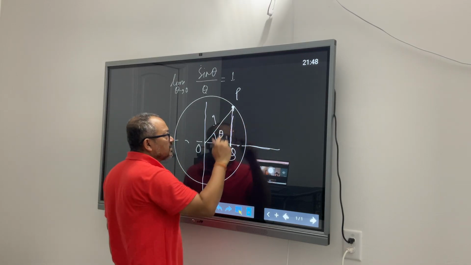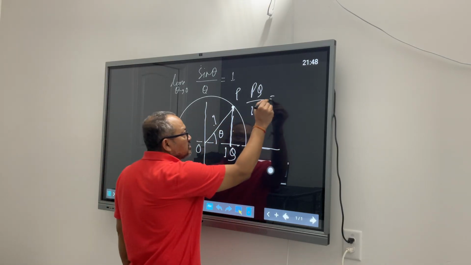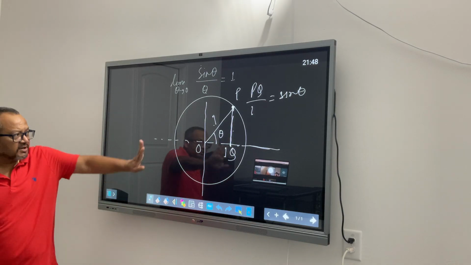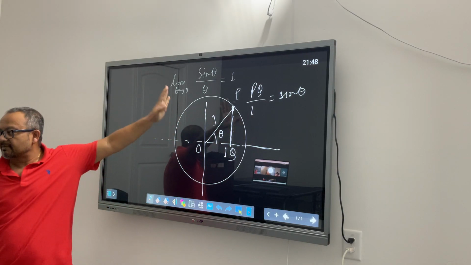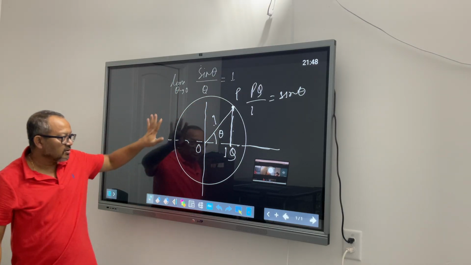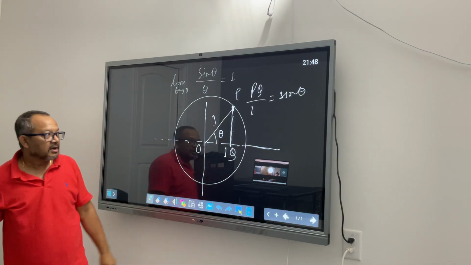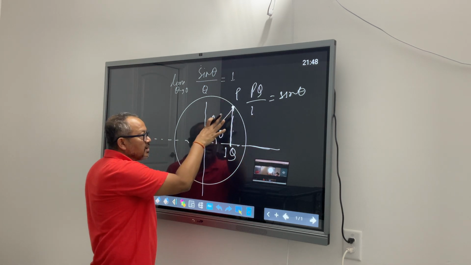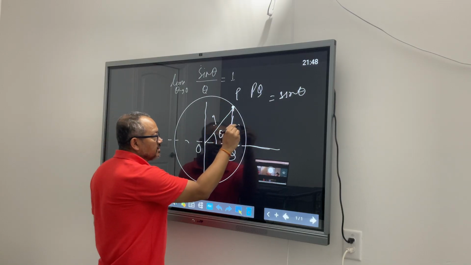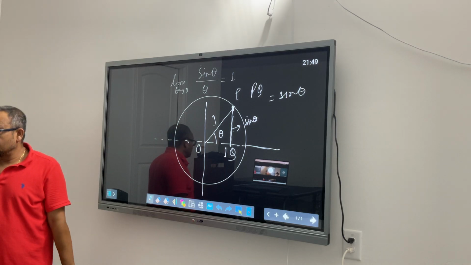So this length PQ by 1 will be equal to sine of theta. Okay? I am going with the assumption that I am still in the first quadrant because I am talking about theta approaching 0, so I am not going overboard thinking about the second, third or fourth quadrant. I am looking at the first quadrant right now. So PQ over 1 is sine of theta, or we can say this length PQ is equal to sine of theta. Is everybody okay so far?